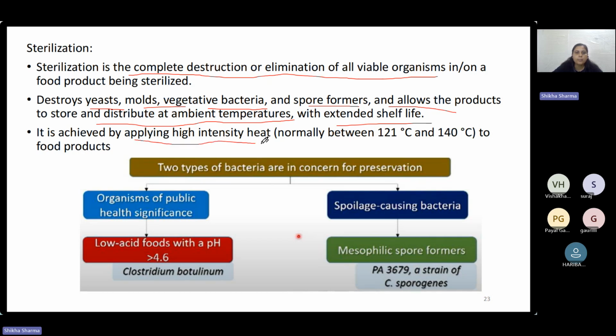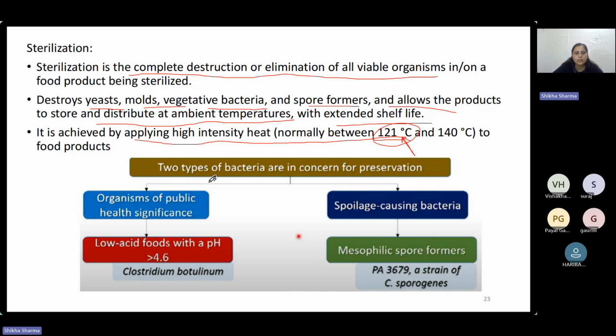So it is achieved by applying high intensity heat, around 121 degrees Celsius applied for 15 minutes. We know that that is the standard sterilization treatment to achieve sterility in the food product.